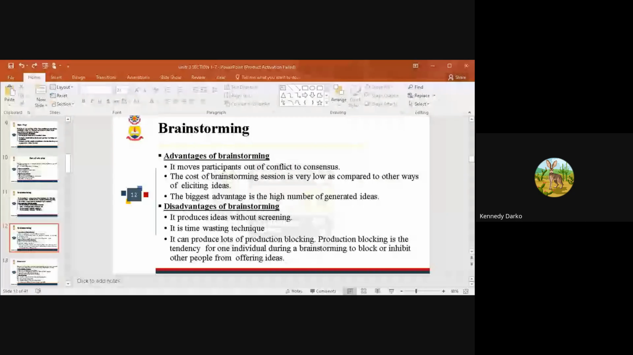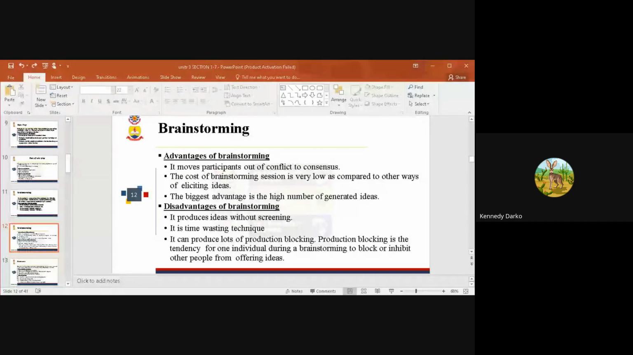It can produce lots of what? Production blocking. Production blocking is the tendency for one individual during a brainstorming to block or inhibit other people from what? Offering ideas. Oh, especially when you get somebody who is good at talking, he can express himself well. When you put that person in a group that should do brainstorming, that particular person will talk as if he's the best, preventing others from also airing their views. So that is that.